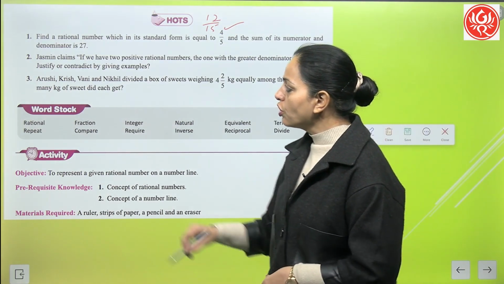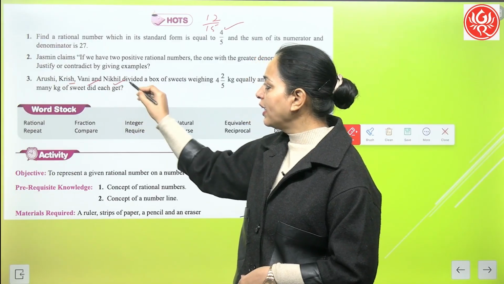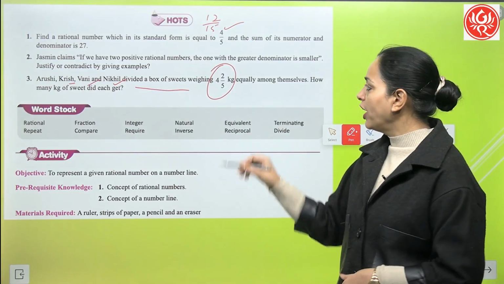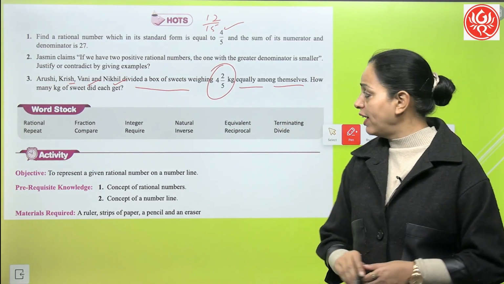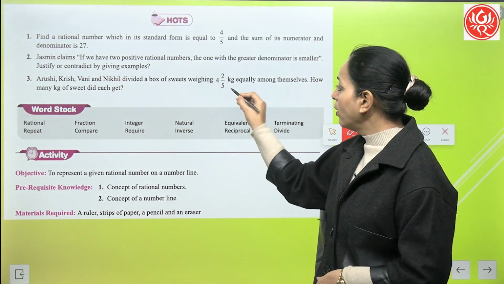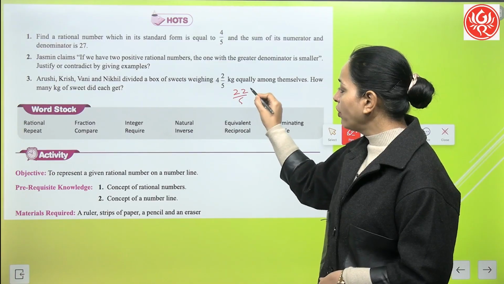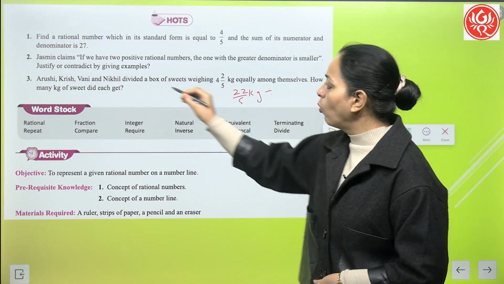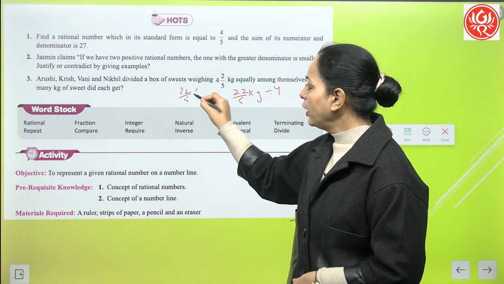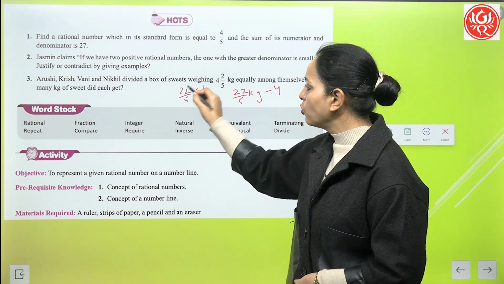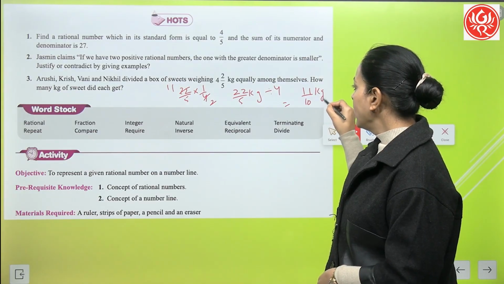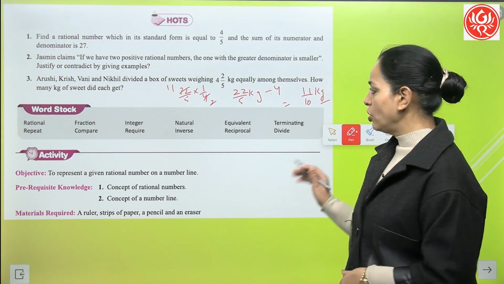Here now third question. Arushi, Krish, Vani and Nikhil divided a box of sweets weighing 4 whole 2 by 5 kg equally among themselves. So how many kg of sweet did each get? So here this is 22 upon 5 kg divided by 4, right? So 22 upon 5 into 1 by 4, cut it by 2. So 11 upon 10 kg, each will get 11 upon 10 kg, right?